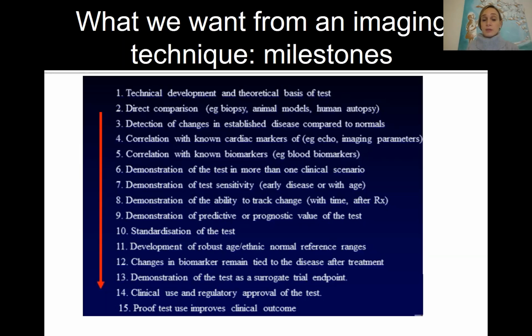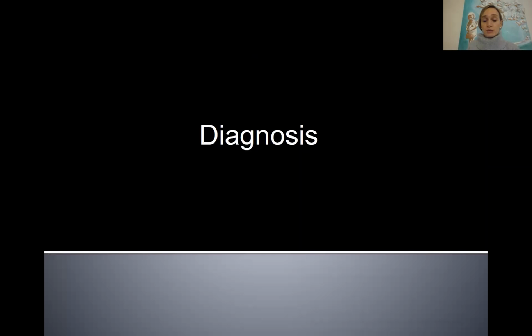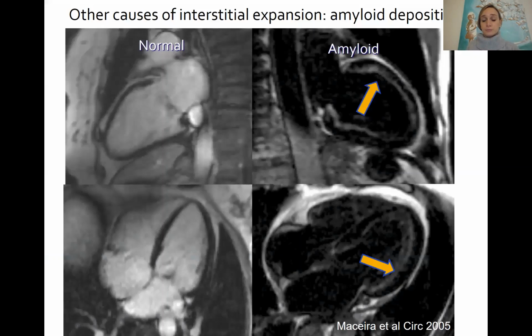But we need to bear in mind that what we really want is to be able to track changes over time and guide treatment strategy, and by doing so, stratify patients' prognosis and improve patient prognosis. During this presentation, I will take you through all these different steps in CMR in cardiac amyloidosis. So let's start from the diagnosis.